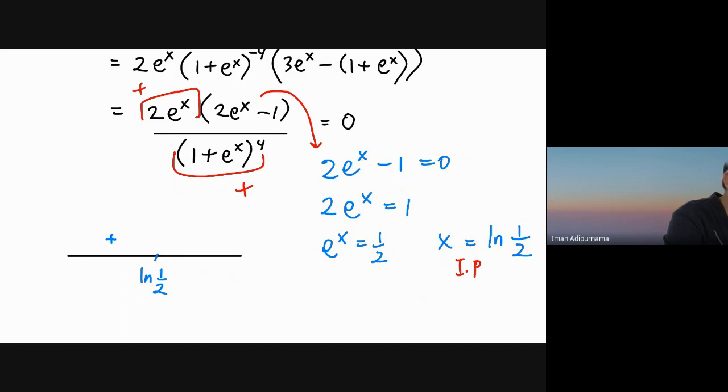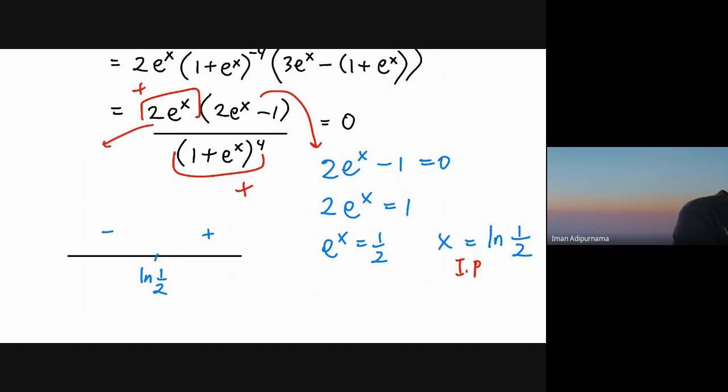If we check with the negative, let's say if we check the negative, 2e should be positive here. Sorry, should be positive, should be negative.